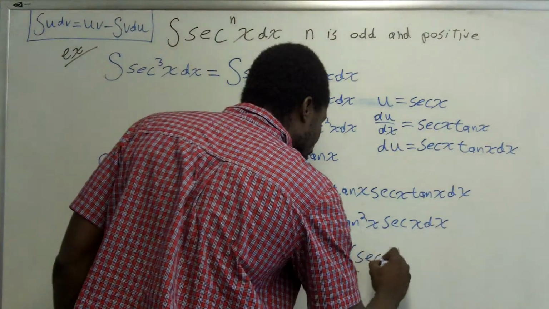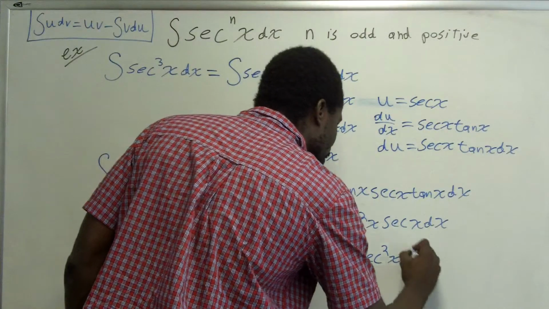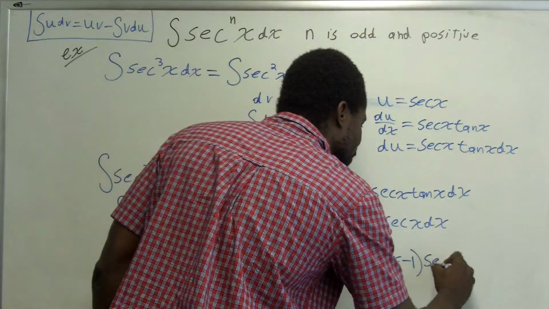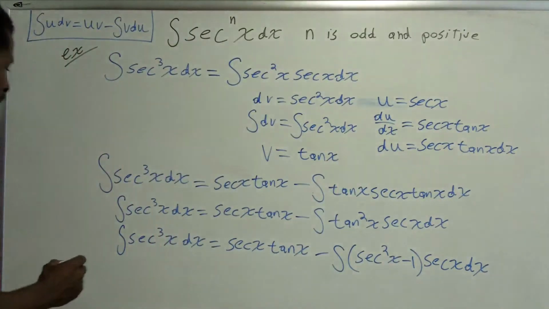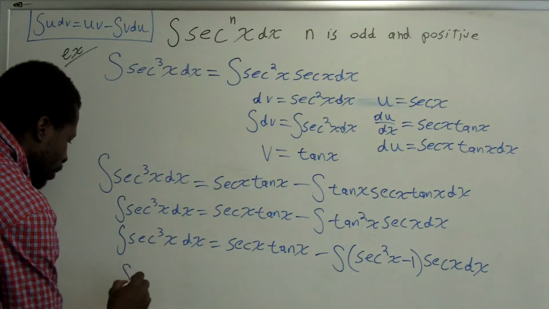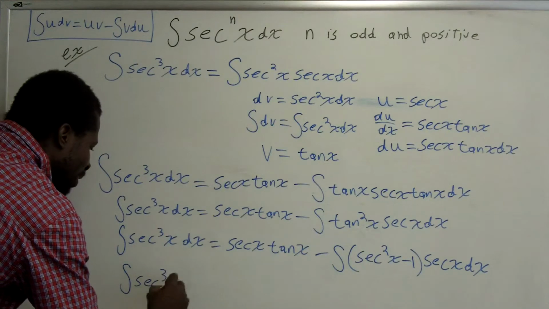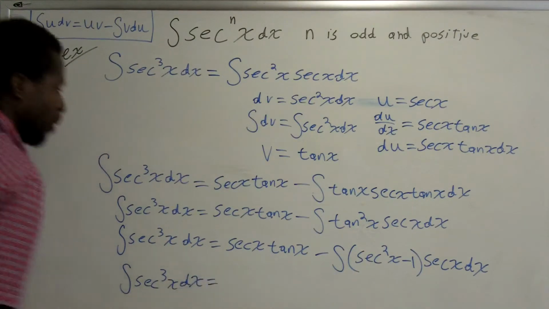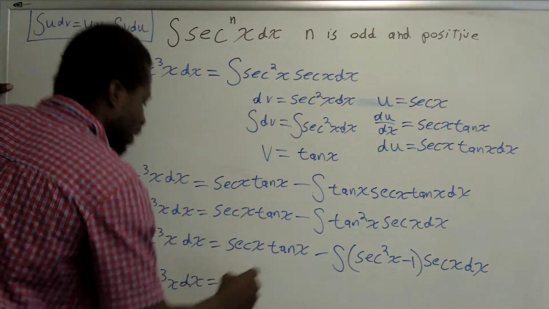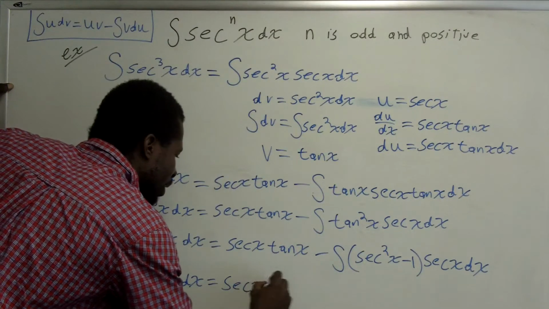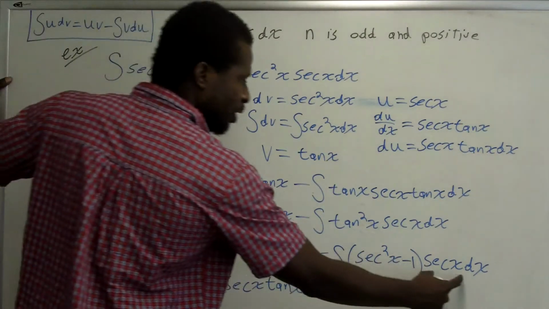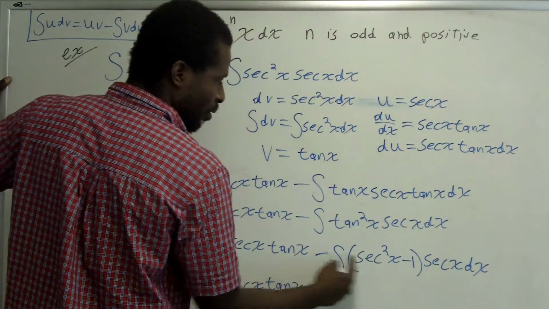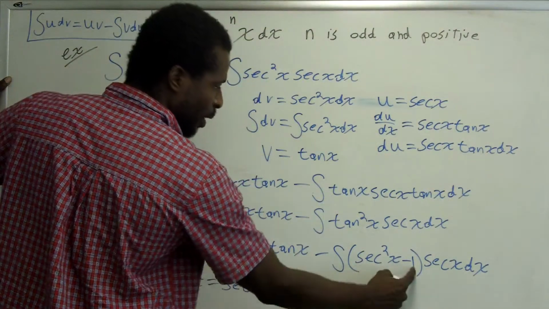So secant squared of x minus 1 times the secant x dx. So I will have this. I'll have the integral of the secant cubed of x dx is equal to this now. Well, I have the secant x tangent x. And then what I'm going to do is distribute this secant x dx and the negative to both of these terms, this one and that one.